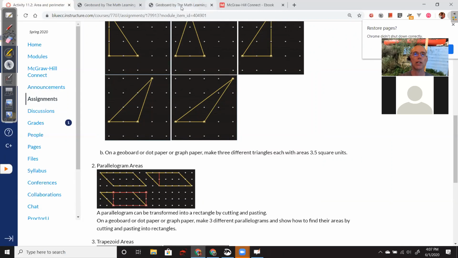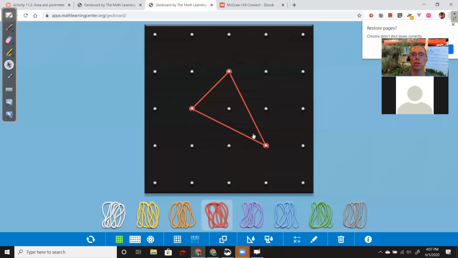So to do that, I need a Geo Board. And let's clear this one off. And my zoom tools are in the way there. They're in the way everywhere. Okay, so I'm just going to copy this here to my screen.